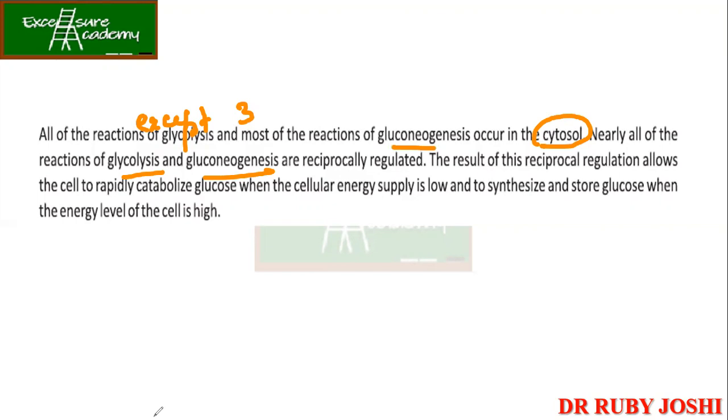Right? That is why it is easy for the cell to undergo glycolysis and gluconeogenesis, because they have the same enzymes. Okay, except only those three reactions. The rest of the enzymes and the rest of the steps are going to be similar.